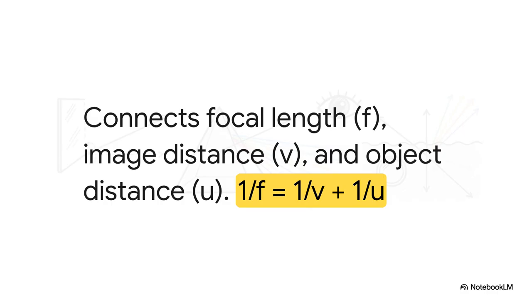It just connects three things. F is the mirror's focal length. That's its natural gathering point. U is how far the object is from the mirror. And V is how far the image is from the mirror. The cool part is, if you know any two of those, you can always find the third.